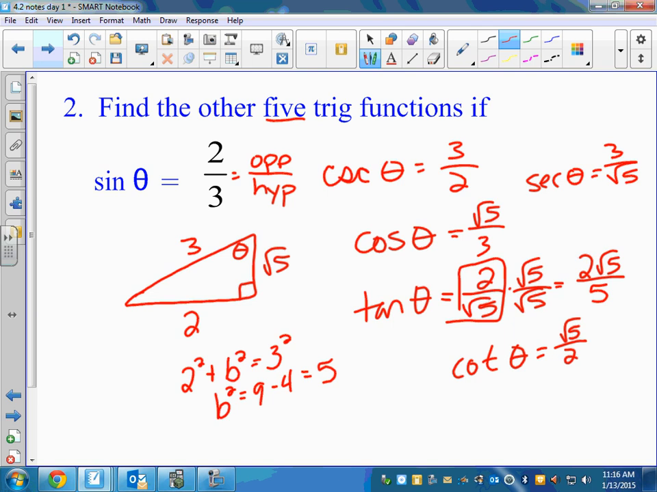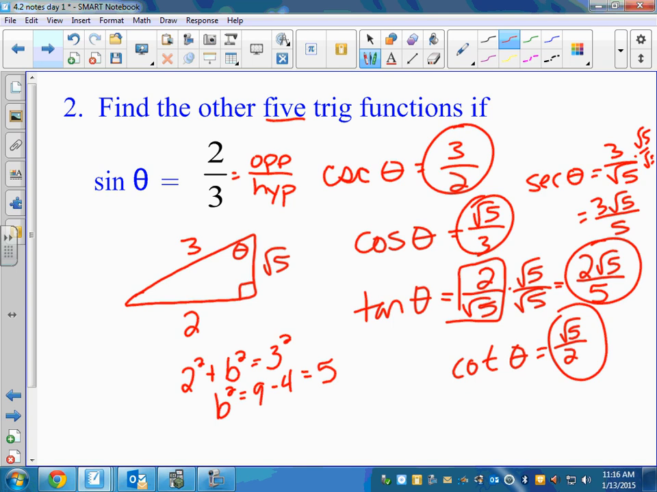Secant is 3 over the square root of 5, but I need to rationalize that, so really my secant answer should be 3 square root of 5 over 5. That's a really messy paper. So if this was your paper you were going to turn in to me, at least circle those final answers for me, right? Like 1, 2, 3, 4, 5. Have some sympathy for your teacher.